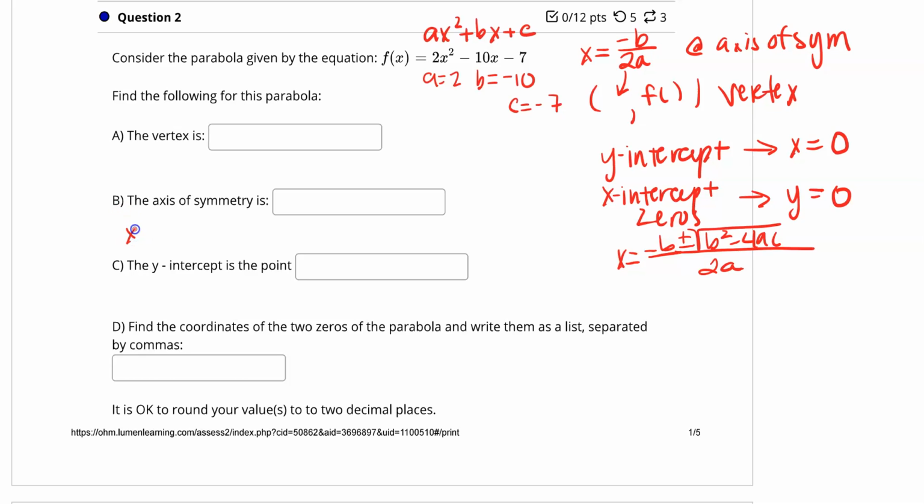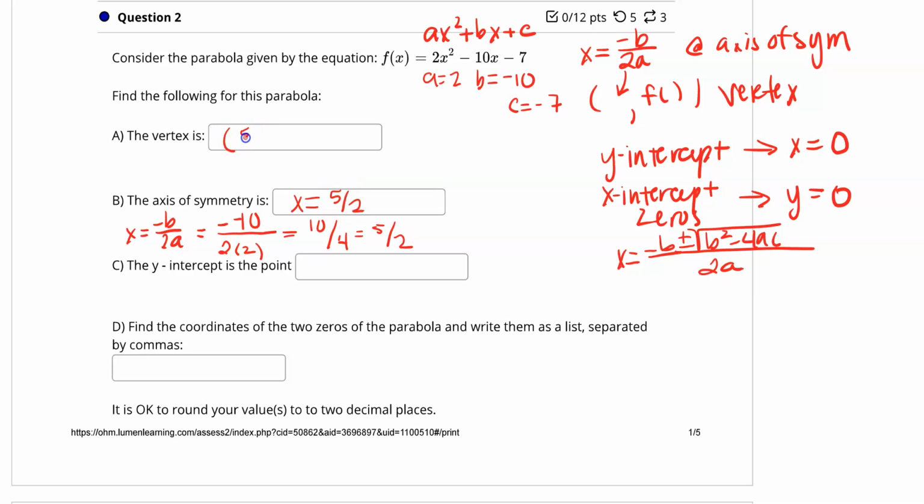So it looks like really the first thing we need to do is find that axis of symmetry. And so I'm going to say x equals negative b over 2a. So that would be negative negative 10 all over 2 times 2. So that gives me 10 over 4, which is 5 over 2. So my axis of symmetry would be x equals 5 over 2.